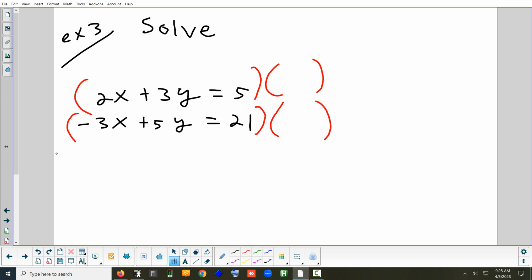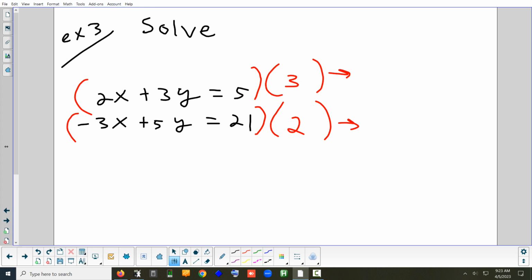And what number could be our goal here? We want one of them to be a positive of this number and the other one to be a negative of this number. Yep? 6 and negative 6. Yeah, we want to try to get a 6 and a negative 6. What could you multiply the top equation by to make this a 6? Yep. That's right. 3. And what could we multiply the bottom equation by to make this a negative 6? Yeah. 2. Let's do that and rewrite our equations.